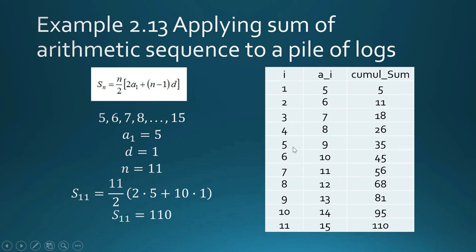So again, I opened an Excel file. This is the index of your term. These are our individual terms. 5, 6, until we get to 15. This is the cumulative sum. So the sum of the first 6 terms, you will get this sum, is 45. The sum of the terms from 5 to 15 is 110.